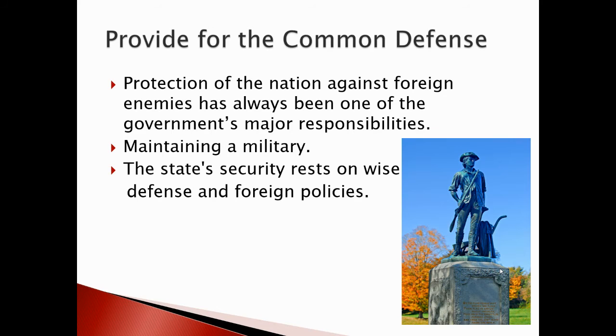All right, so now let's provide for the common defense. Defending the nation against foreign enemies has always been one of government's major responsibilities, no matter what state we're talking about. And for the most part, providing for the common defense is, hey, we're going to have a military, we're going to maintain it, and the result is our security as a nation is dependent upon that. And so we need to have a sound defense policy, and we also need to have an organized way of dealing with foreign states, and this is known as foreign policy.